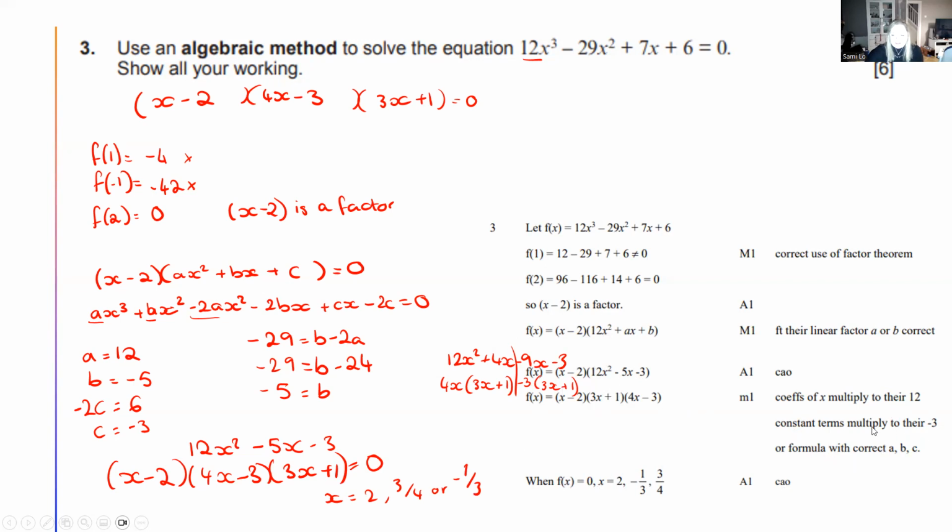And it says here, constant terms to multiply to get the minus 3, or a formula with correct A, B, and C, which is what we've done. As long as you're using an algebraic method, that is what they're concerned about. And there you go. There's the next one done.